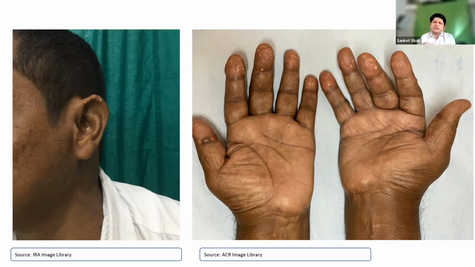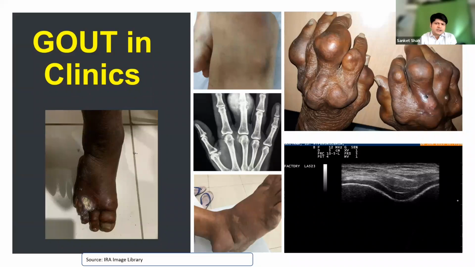Most gout patient presentations are joint pain in the lower limb, and that also in the first MTP, right? And it is episodic pain initially to start with. Initial episodes are in the lower limb, then it progresses to the upper limb, right? So this is the presentation of gout, what you can see. This is the one symptomatic presentation of gout.